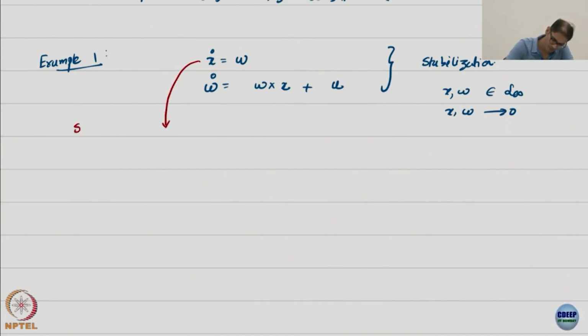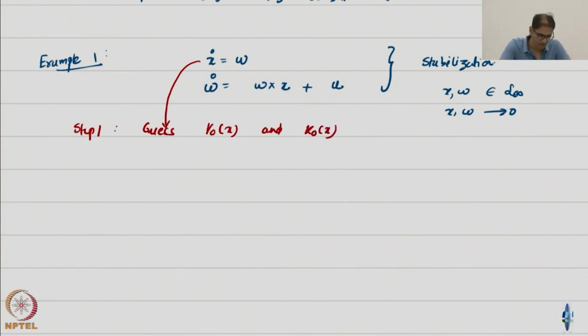So step 1, guess V0x and k naught x for this system, for the first subsystem. We always start with the first subsystem. That's how backstepping begins. What is V0x? What is k naught x? Give me some choices, anything that comes to your mind. You've now seen enough Lyapunov candidates and Lyapunov functions and so on. Give me whatever, anything.